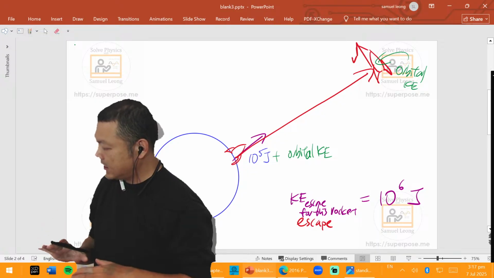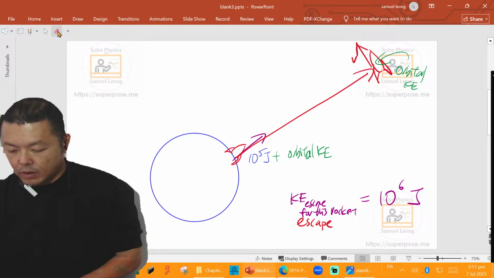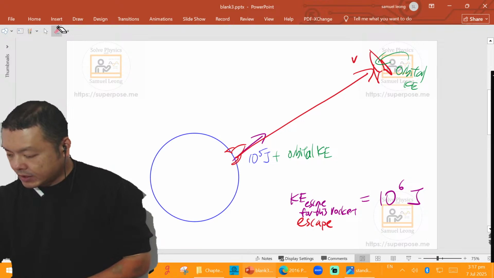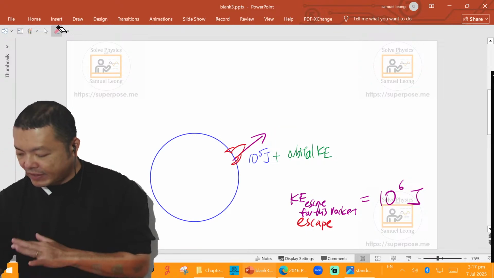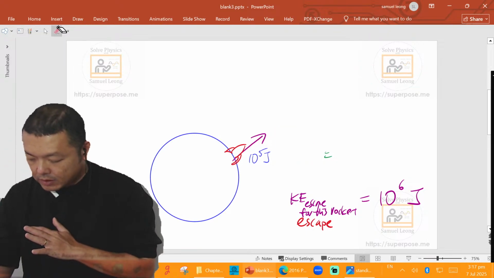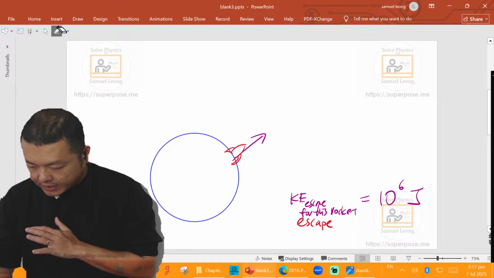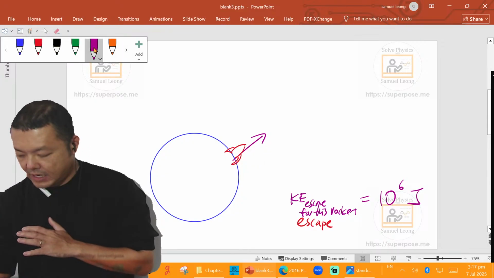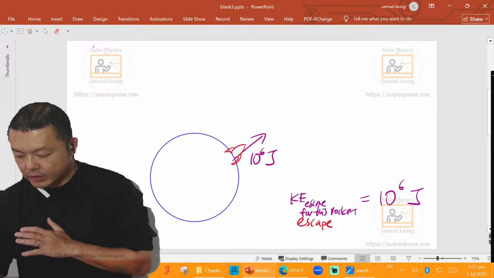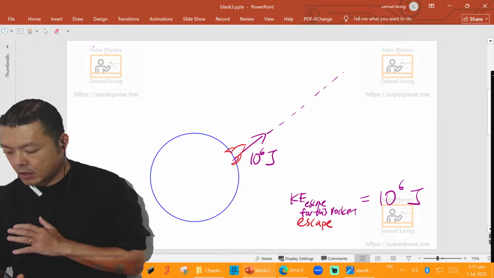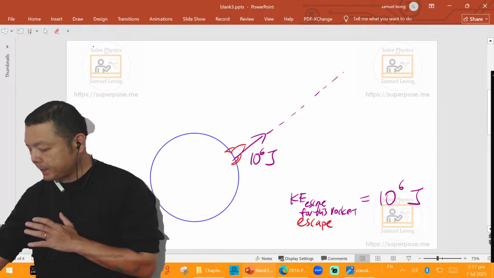Okay so far? Okay. Now, next question. Right, next question. So you now know that if you don't have enough energy, you will fall back down, right? Okay, now I'm gonna ask you this. What happens if you do give it 10 to the power 6 joules of energy? What will happen to it?